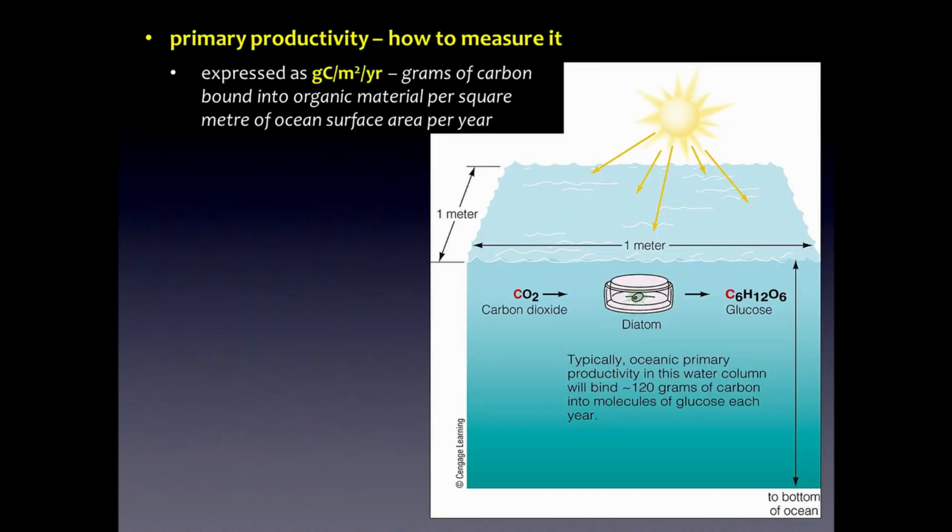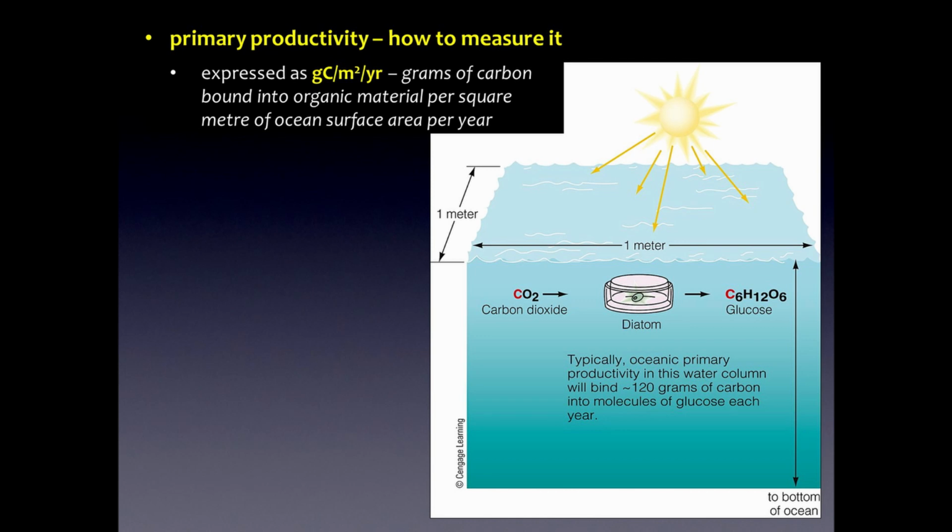How can we talk about primary productivity? How do we measure primary productivity? Well, primary productivity can be expressed as grams of carbon per meter squared per year. That is, the grams of carbon bound into organic material per square meter of ocean surface area per year. That amount is going to vary depending on where you are in the ocean, how much sunlight is reaching the ocean at that location, and how many of these small primary producers are living in that particular part of the ocean at the time.